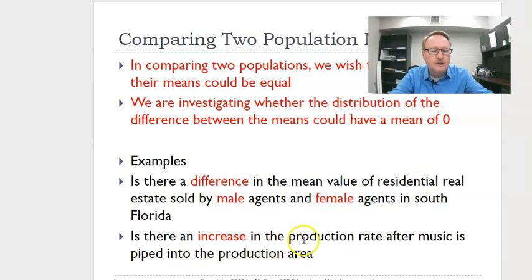Is there an increase in the production rate after music is piped into the production area? Okay. The groups are before and after the music is piped in. So the production rate is the variable. The 2 groups would be considered before the music and after the music. Okay.